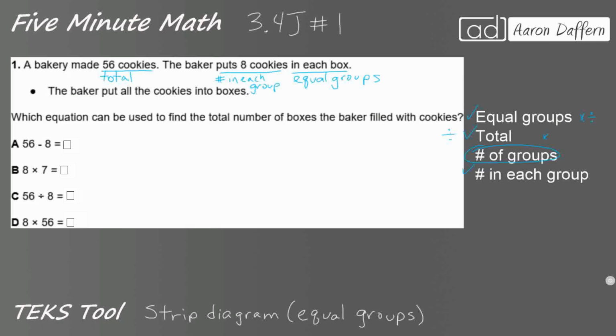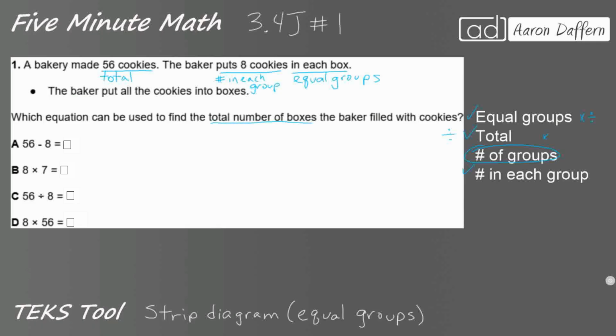Now, this bullet point here says the baker put all the cookies into the boxes. All right, so there's nothing left over. So we have to use all 56 because you could just make 2 boxes and use 16 cookies, but we have to use all 56. So that's helpful. And which equation can be used to find the total number of boxes?